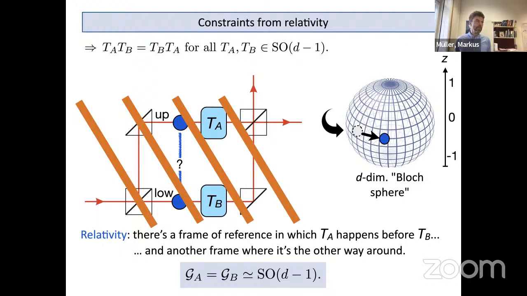Now, this must work for all the rotations S or D minus one. Now, you can already see where this is going. So we all know that the rotations only commute in one or two dimensions, but not in three dimensions or higher. So this constrains the Bloch ball to have dimension at most three. And three is actually the one that we see in our world for the qubit.